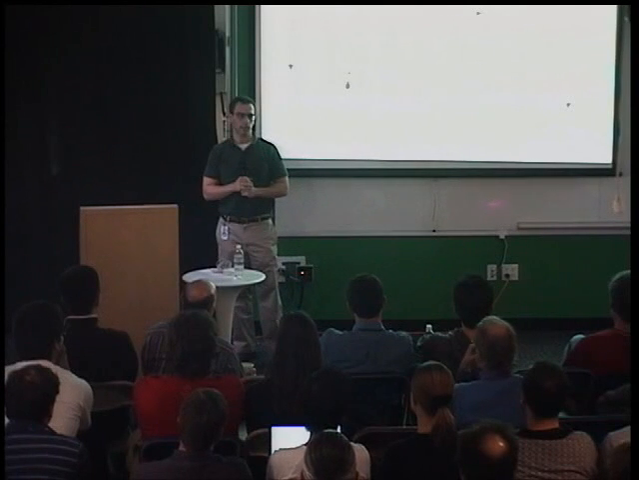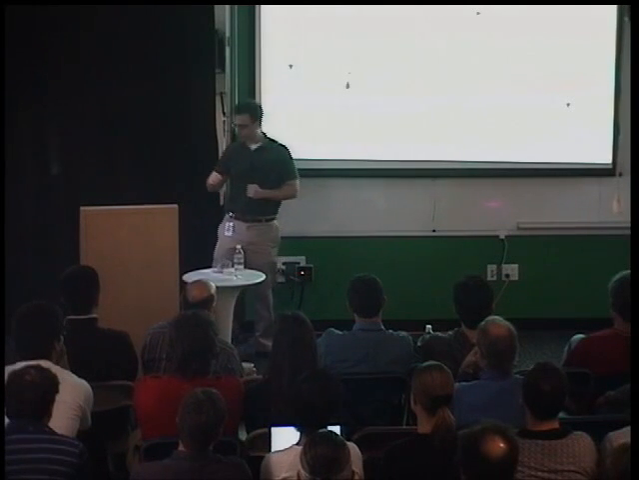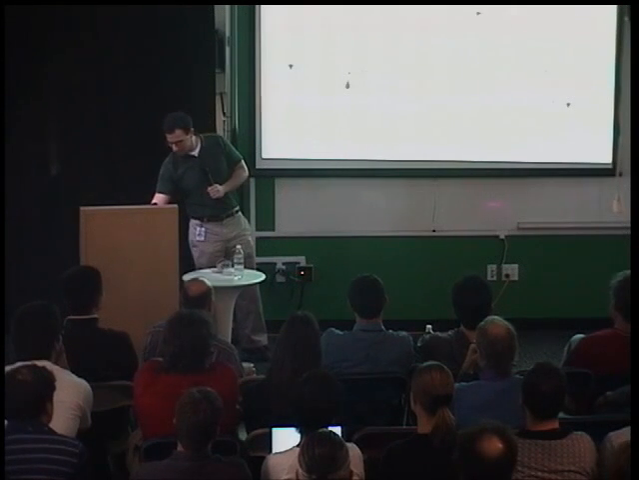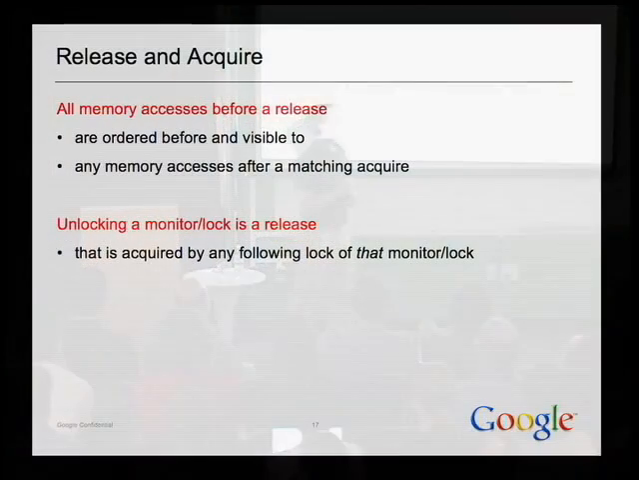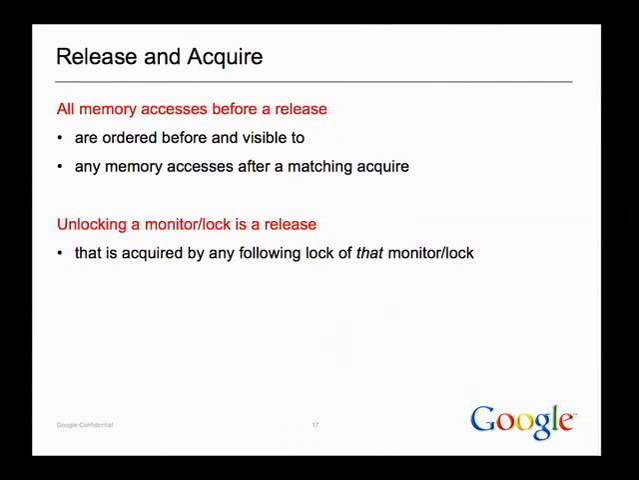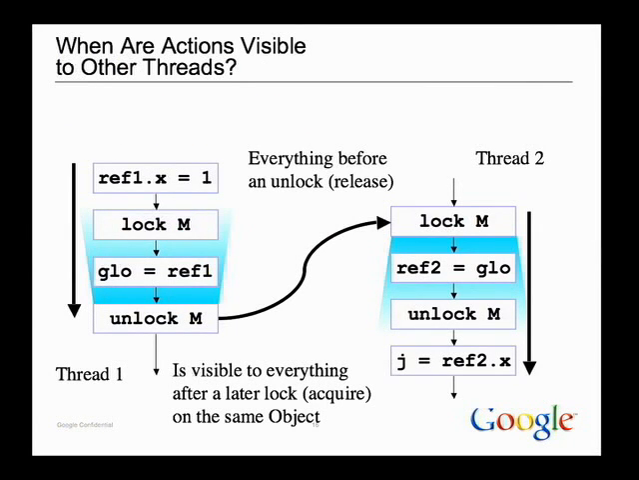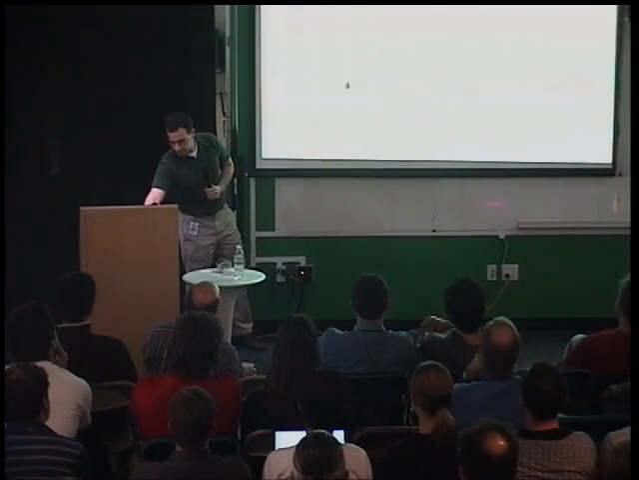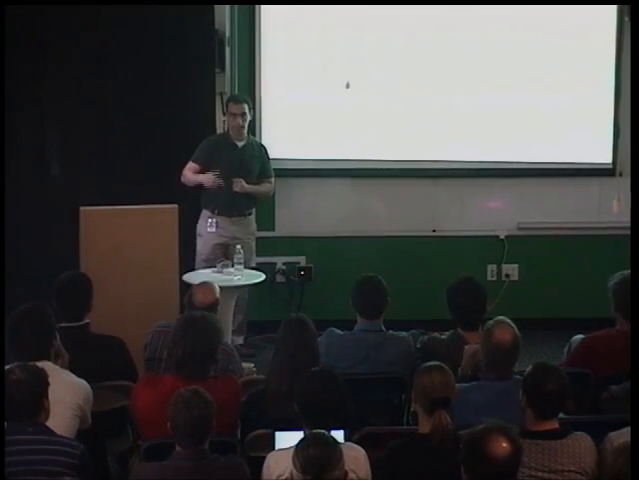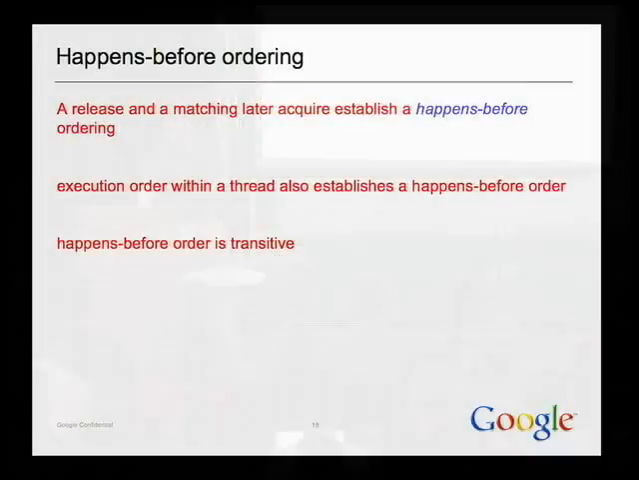All right, moving on. So I mentioned the notion of release and acquire. All memory accesses before a release are ordered before and visible to any memory accesses after a matching acquire. I mentioned this terminology before, and I'm going to be coming back to it again and again. There's a release when you perform this unlock, and there's a subsequent acquire when you perform a later lock on the same object. So it's a good thing to keep in your mind.